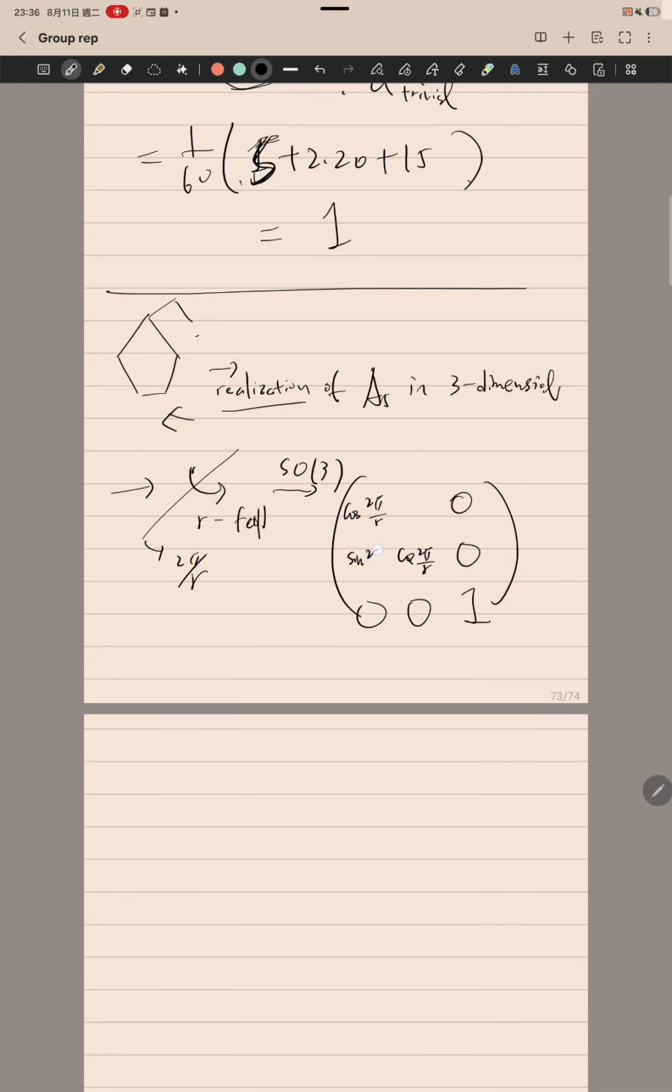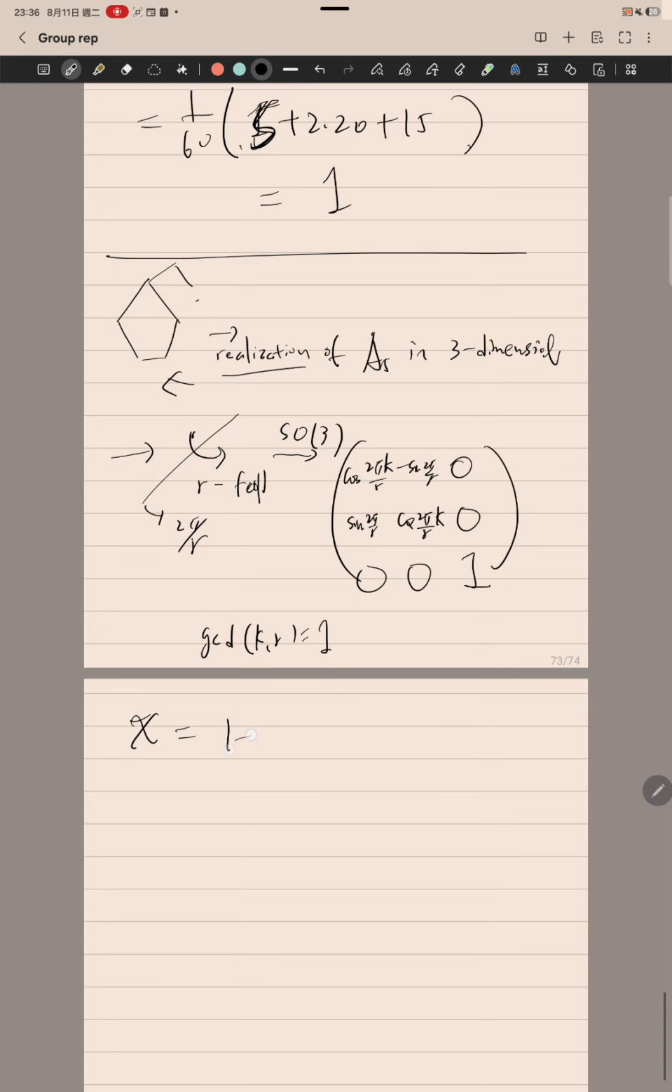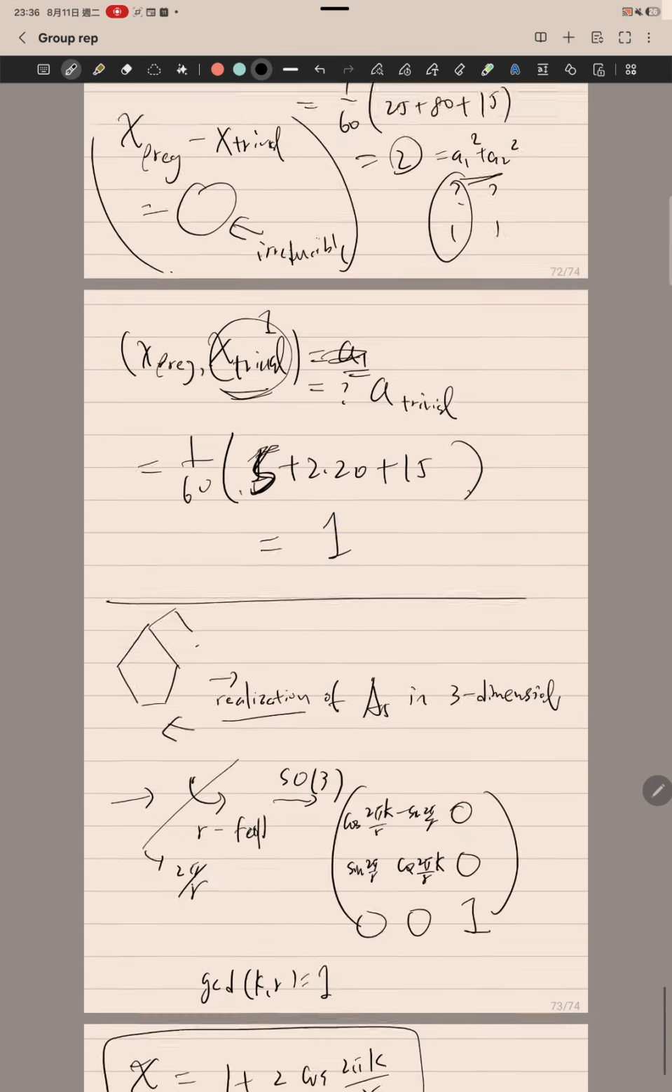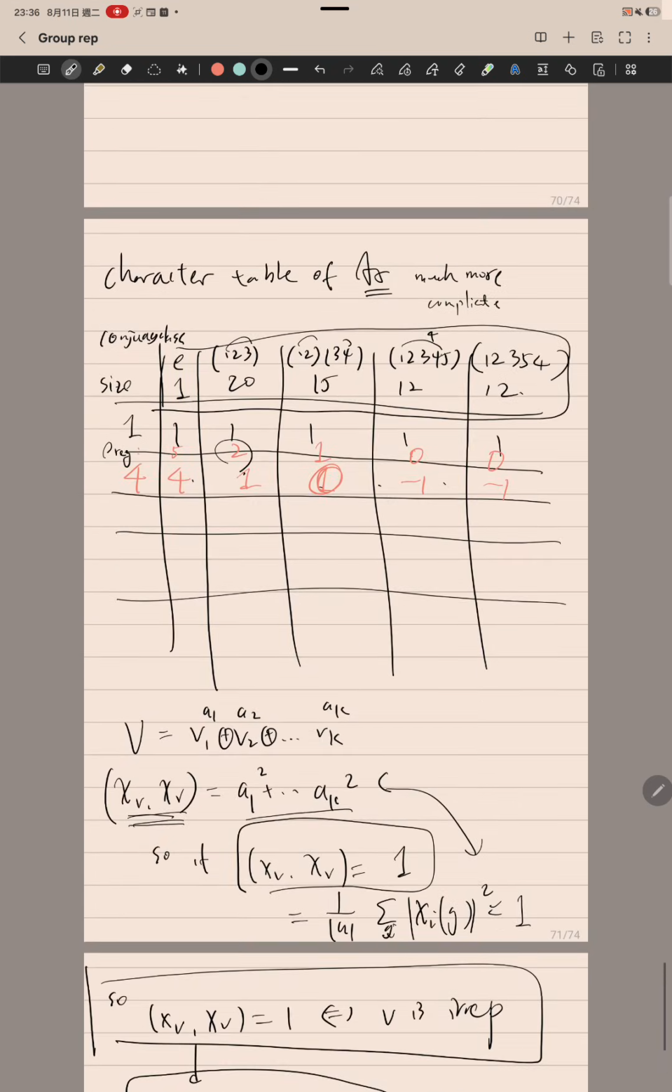And this is sine, this is minus sine. Maybe there's some factor here, depending on your notation, because it depends on the number of, maybe you're doing the R-fold rotation. So you can do 2 pi divided by R times some k, as long as the k is corresponding to R. So the character is basically 1 plus 2 times cosine 2 pi k divided by R. Okay, so now we can construct a representation.